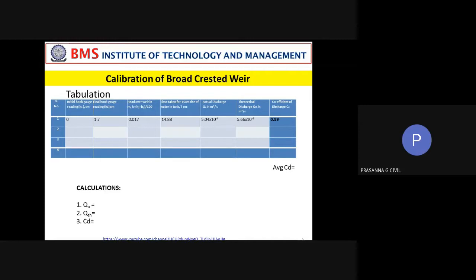So trials can be given by varying the quantity of discharge, like we start with 1/4 discharge, half discharge, 3/4 discharge, and full discharge, and so we can get 4 different observations, and hence 4 coefficients of discharge can be calculated, and the average coefficient of discharge or CD can be arrived at.